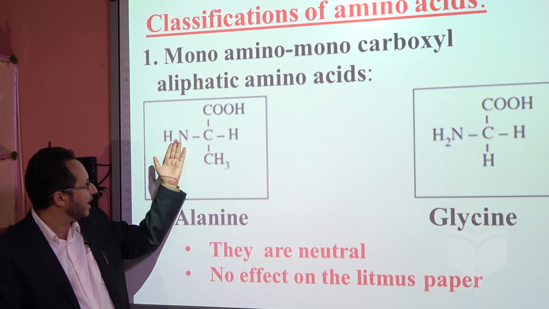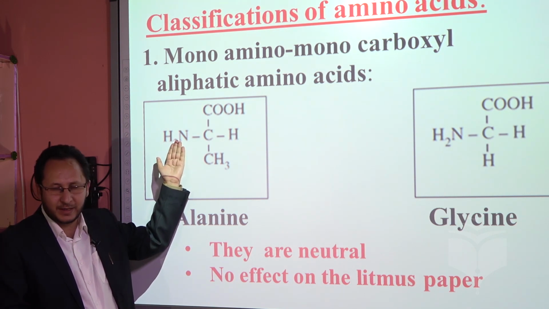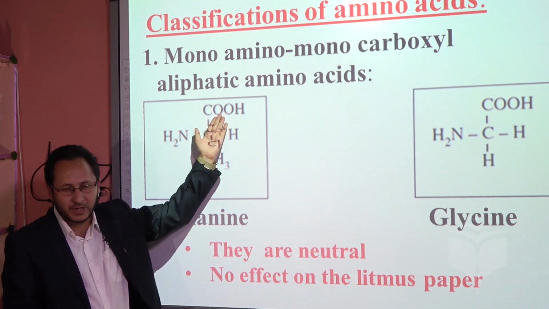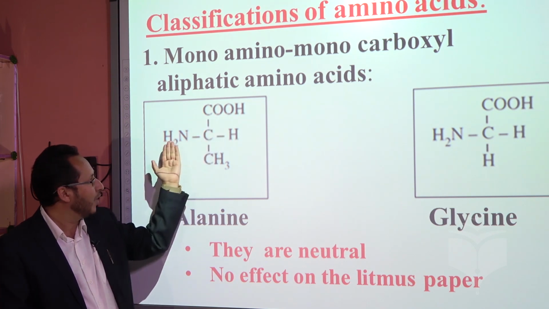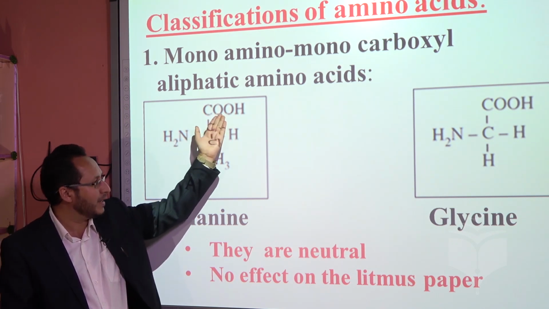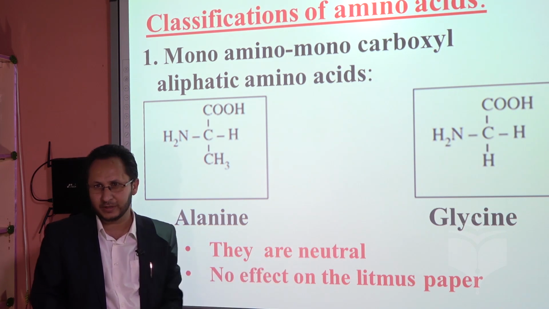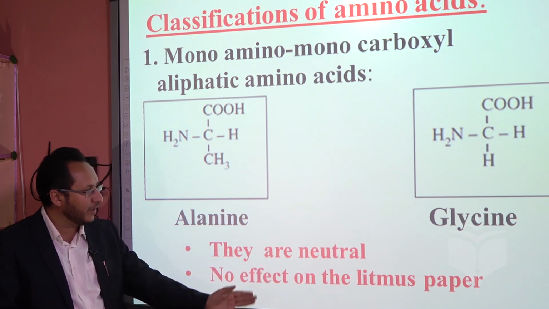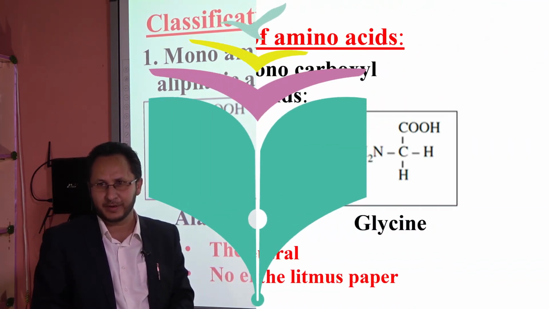Now the amino group is a basic group, and the carboxyl group is an acidic group. One base, one acid, so they are neutral. So they do not affect litmus paper.